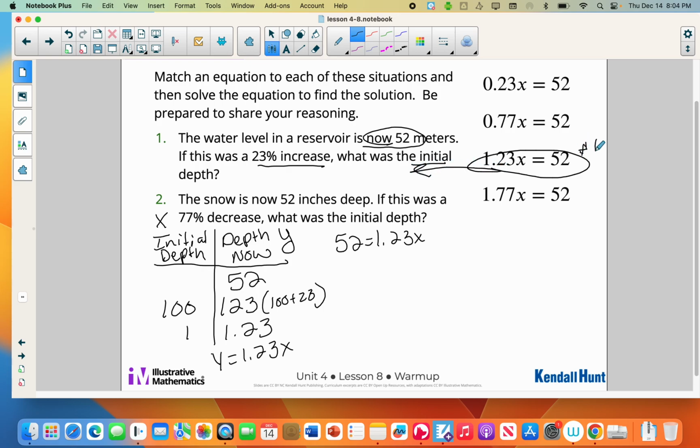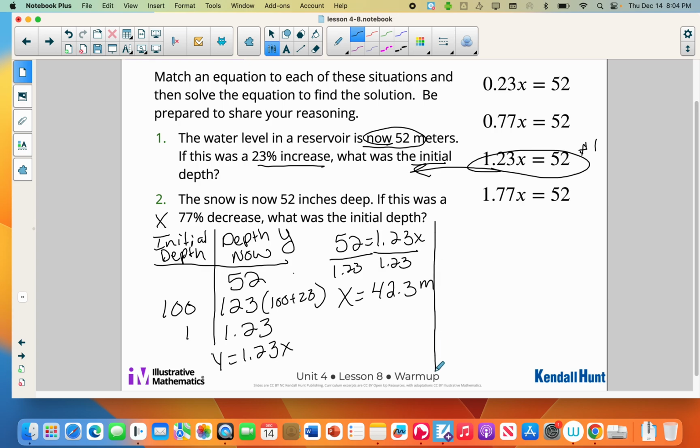And then it said to solve it. So we solve equations like this by dividing both sides by 1.23. And I'm going to round to the nearest tenth to get 42.3 meters. And I can go back and check and make sure it makes sense. Since the now is the increase, that means the initial needs to be smaller.